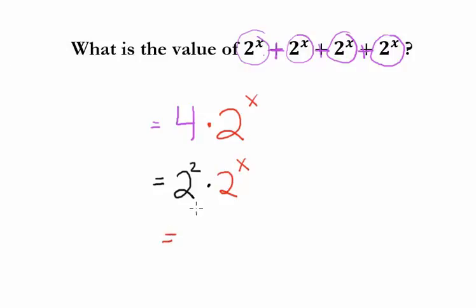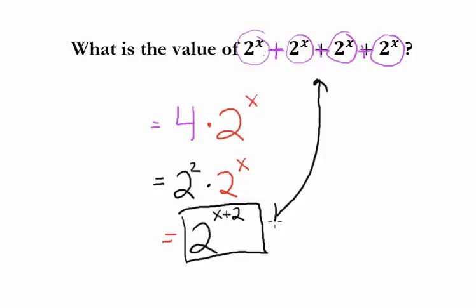And this, I can use that other exponent law. Well, if I'm multiplying expressions that have the same base, I'm just adding the exponents, right? So in fact, surprisingly, this is actually going to be equal to 2 to the x plus 2 power, okay? So these two things are equivalent.